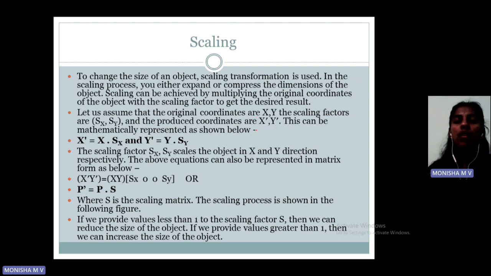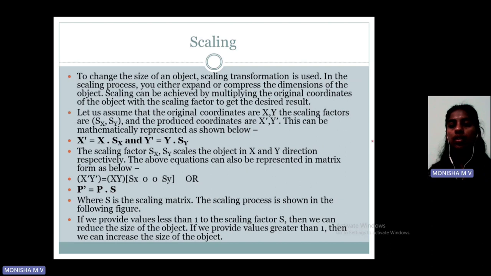This transformation using scaling can be mathematically represented as x dash is equal to x into sx and y dash is equal to y into sy. It follows the same format as translation and rotation. Here also the scaling factors sx and sy scale the object in the x and y directions respectively. This sx and sy scale the object in the x direction and the y direction.